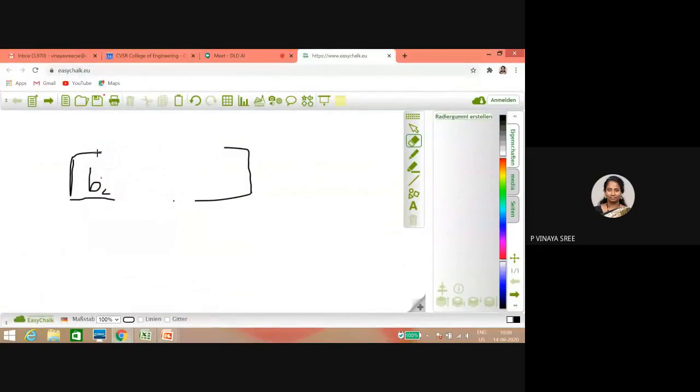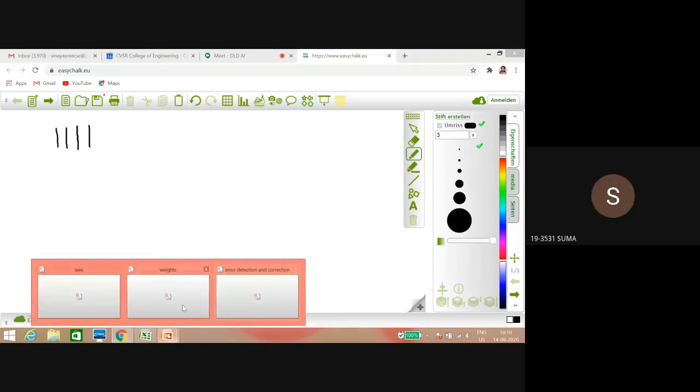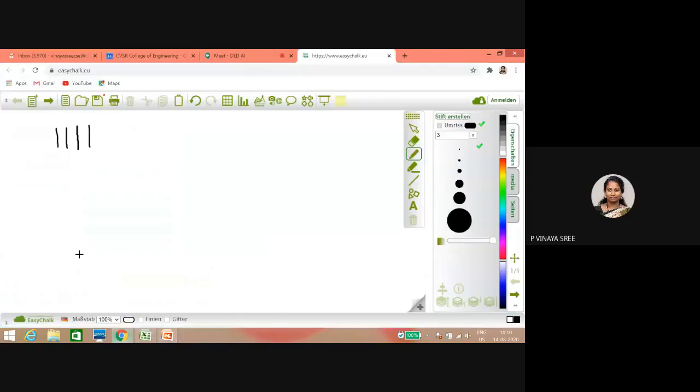First step in floating point representation, given a decimal number: need to convert to binary is the first step. So I have given it directly. The number is 41 01 01 100 100 110 110. This is the binary number that we got.